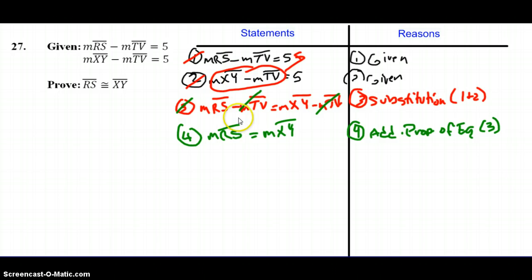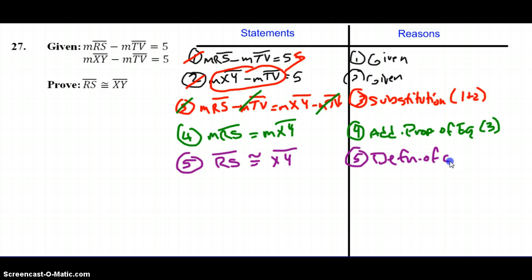Now, my fourth step looks very similar to what I'm trying to prove, and so I know that the measures of these two segments are the same. I can make a conclusion that segments RS and XY are congruent because of the definition of congruent segments, which says that if two segments have the same measure, they are congruent figures.